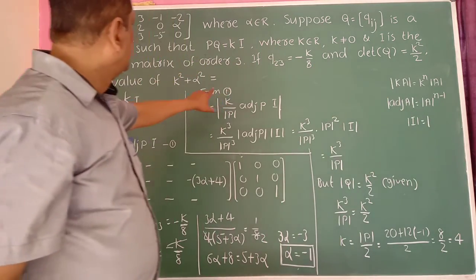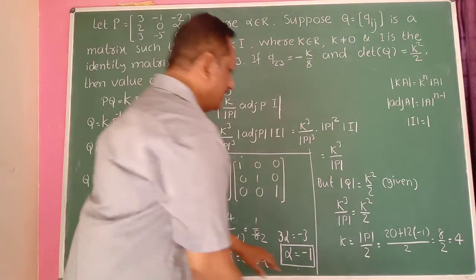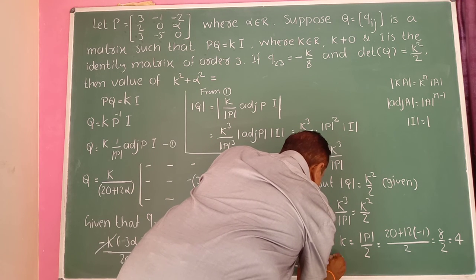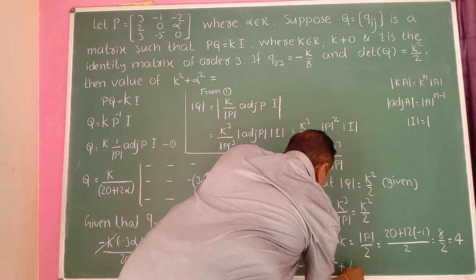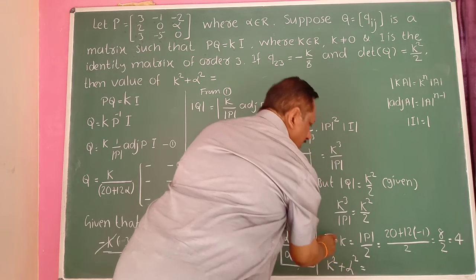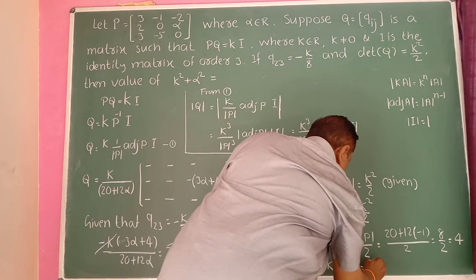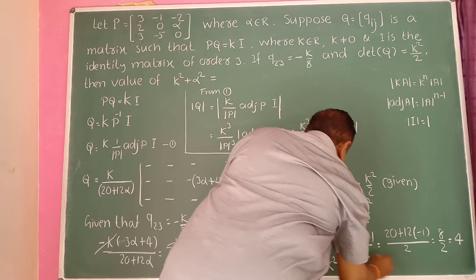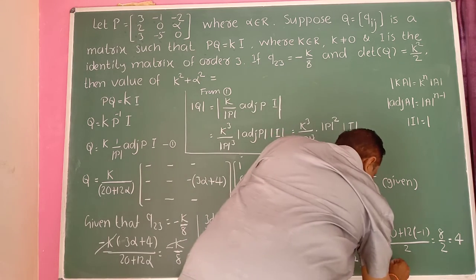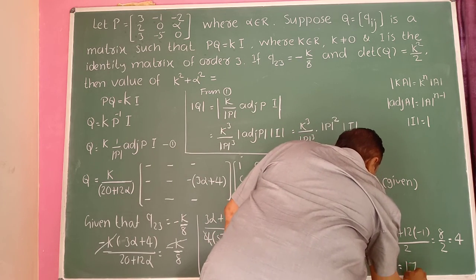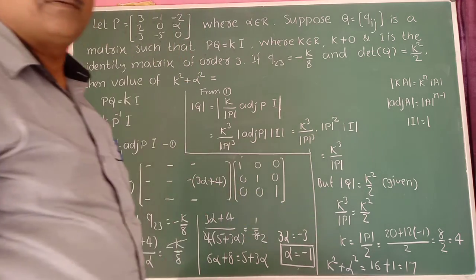Here we want k square plus alpha square. Therefore k square plus alpha square is equal to, k value is 4 here, 4 square is 16. Alpha is minus 1, so plus 1 here, that is equal to 17 here. So 17 is the required result here.